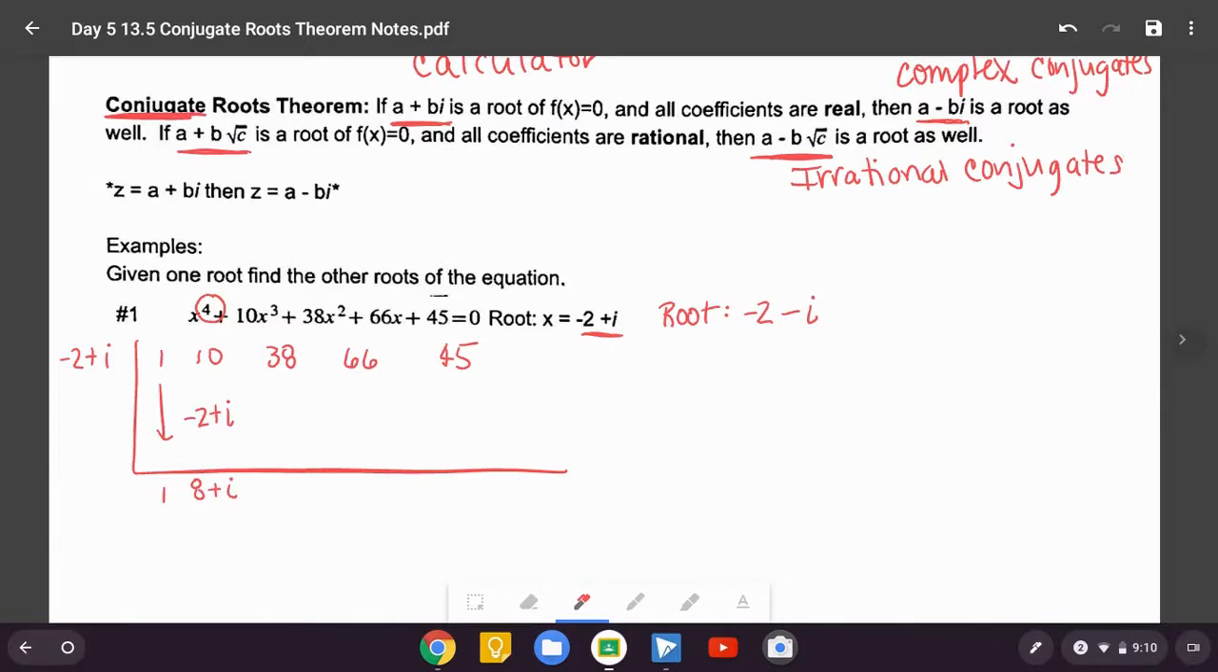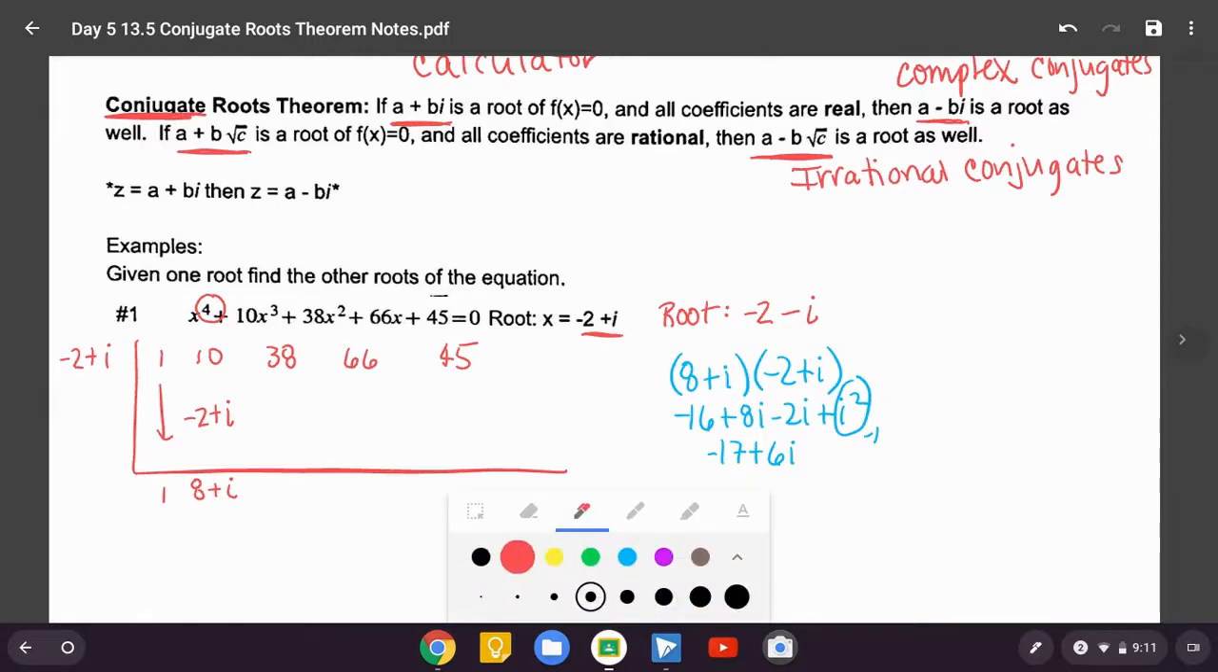All right, and then we need to multiply that. So I'm going to do this off to the side. We're going to do 8 plus i times -2 plus i. So that gives me -16 plus 8i minus 2i plus i squared, which simplifies to 6i. And then we know that i squared is equal to -1. So -16 minus 1 is -17 plus 6i. All right, so I'm going to put that in there: -17 plus 6i, and then I add that together, and I get 21 plus 6i.